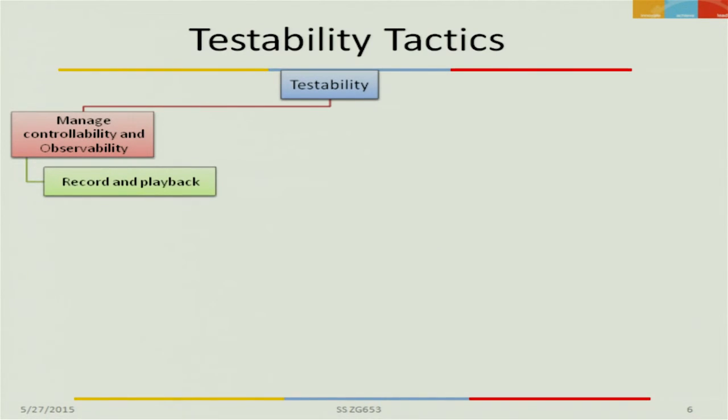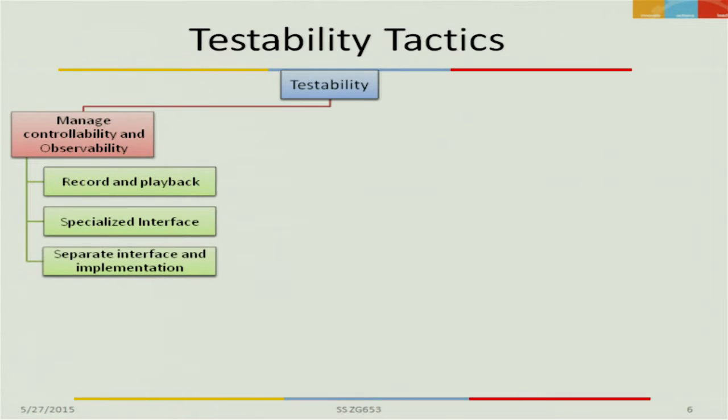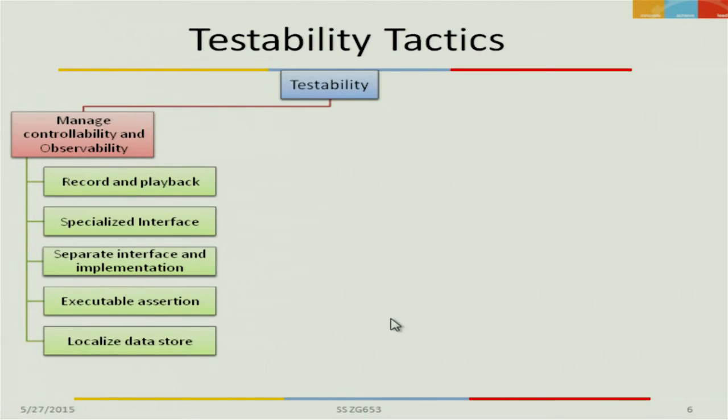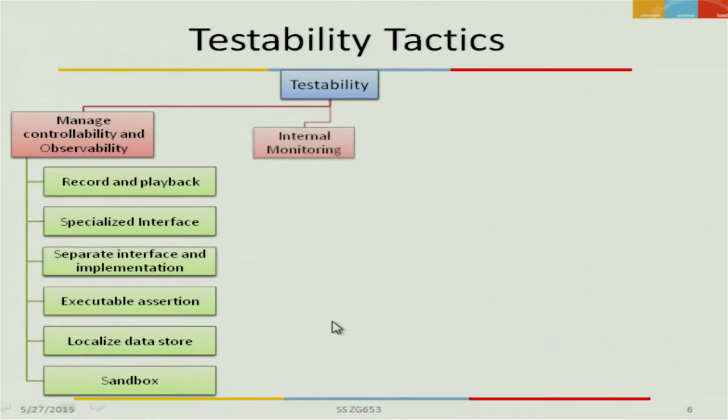One is introducing a recording and playback mechanism. Another is introducing some specialized interface. Another is separating the interface and the implementation. This is also a tactic for modifiability. Executable assertions, that's also a technique that is a part of good programming practice. Localize the data store. We'll talk about this when we explain these tactics in detail. And sandboxing mechanism.